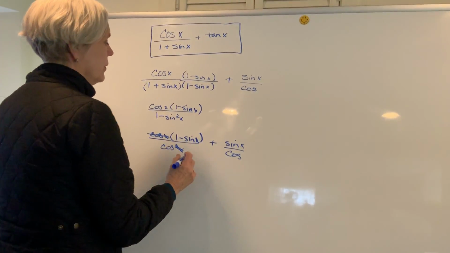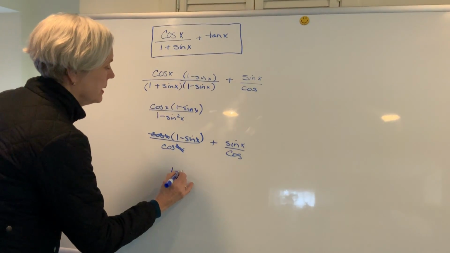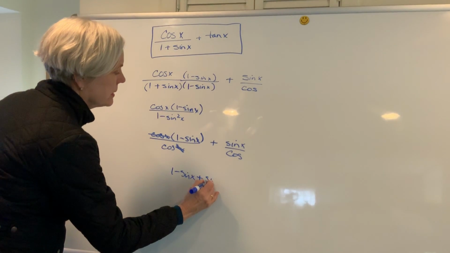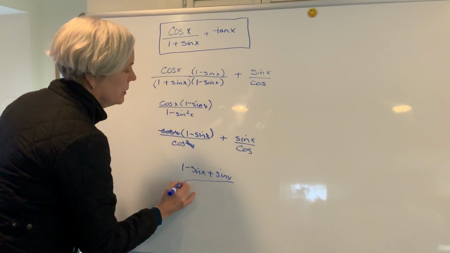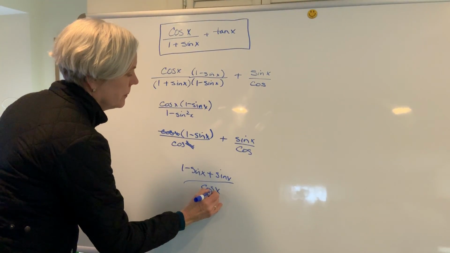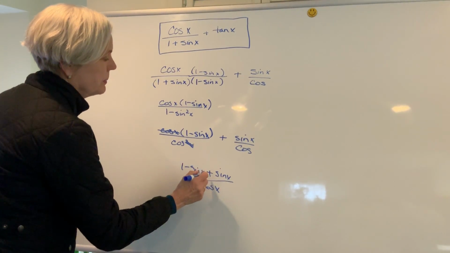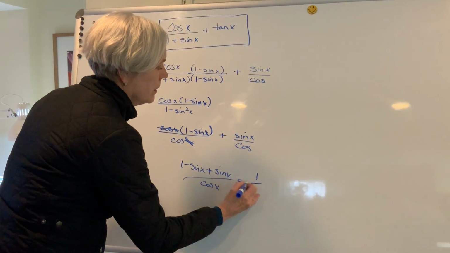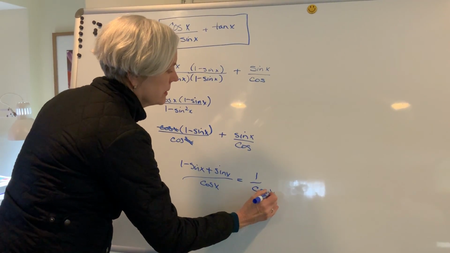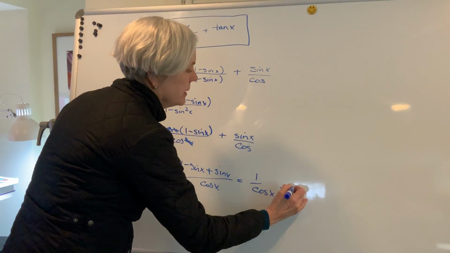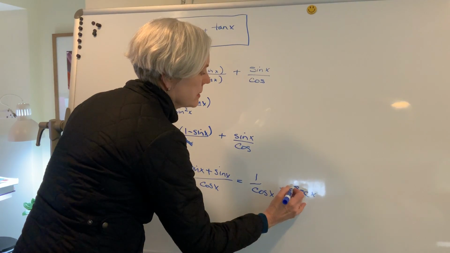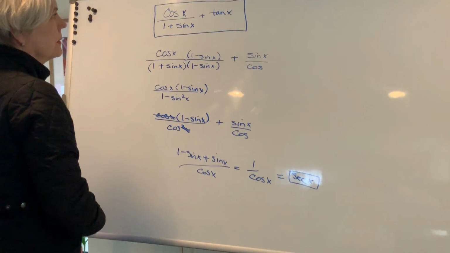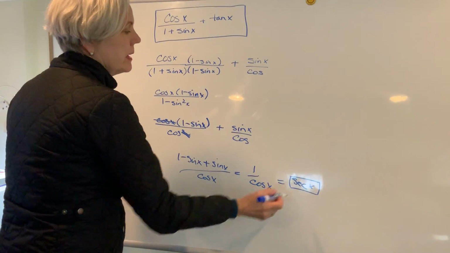And now we have a numerator that reads 1 minus the sine of x plus the sine of x, all over the cosine of x. 1 minus the sine of x plus the sine of x equals just 1 over the cosine of x, which we know is defined as the secant of x. So we can see we've taken this equation and we brought it down to one term.